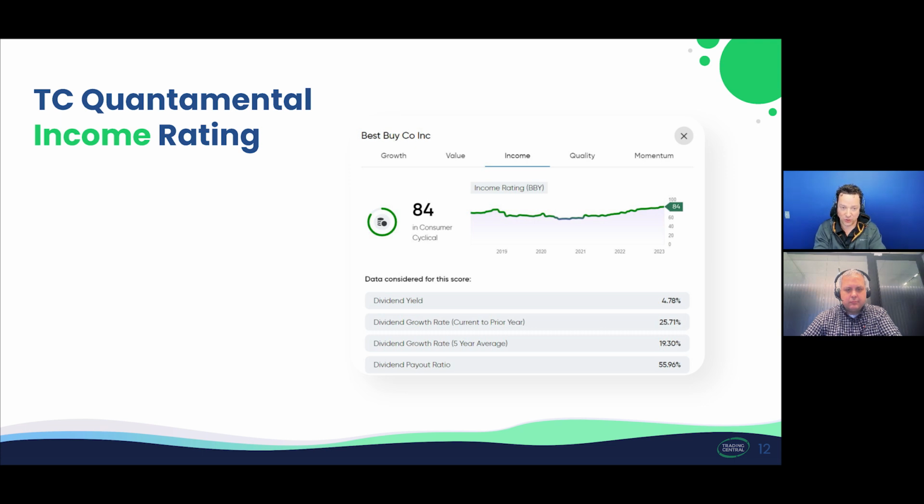That's why it's good to look at not just the overall Quantamental rating, but each factor individually, and we can see how does it rate against its peers? Maybe there's a better stock in that sector or industry to help you with the strategy. Perfect. Thanks, great question.